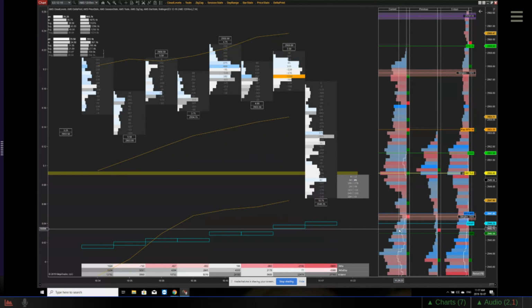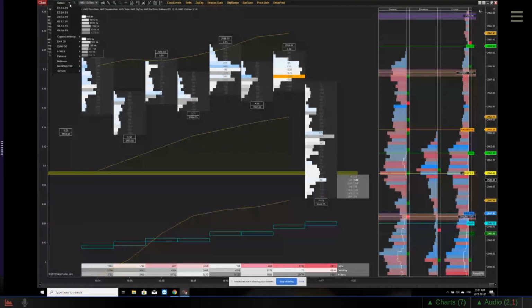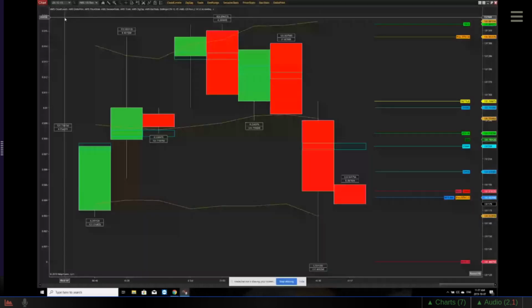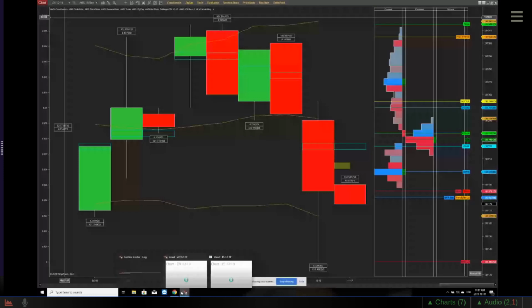But earlier, when the market ran back up, I took a look at my favorite trade, which I'm waiting to buy. And that's ZN. Come back to that in a sec. Let's go to this one first.